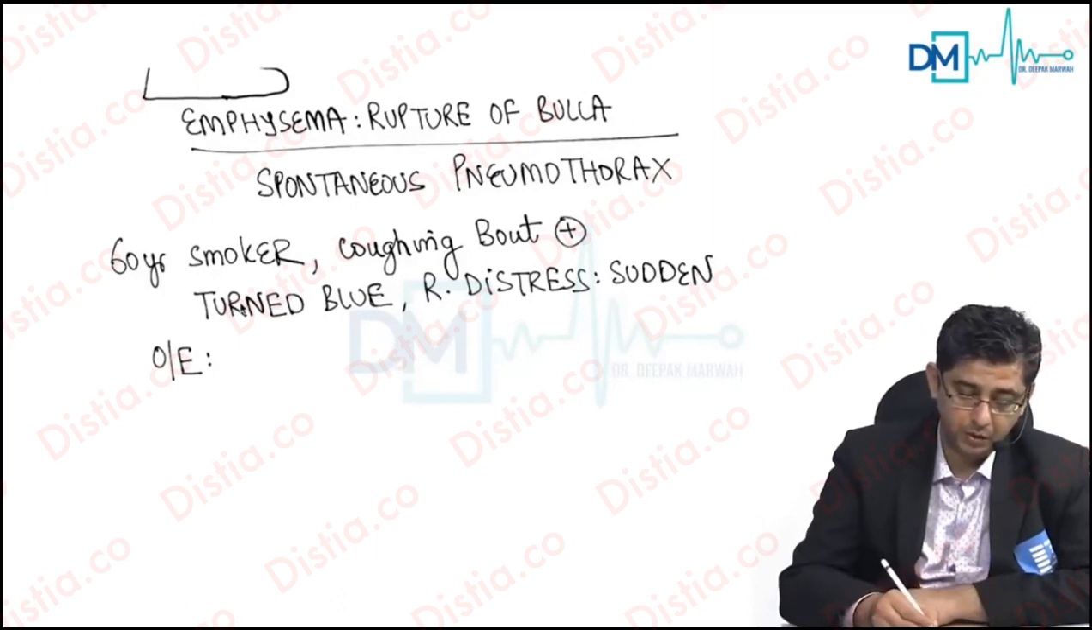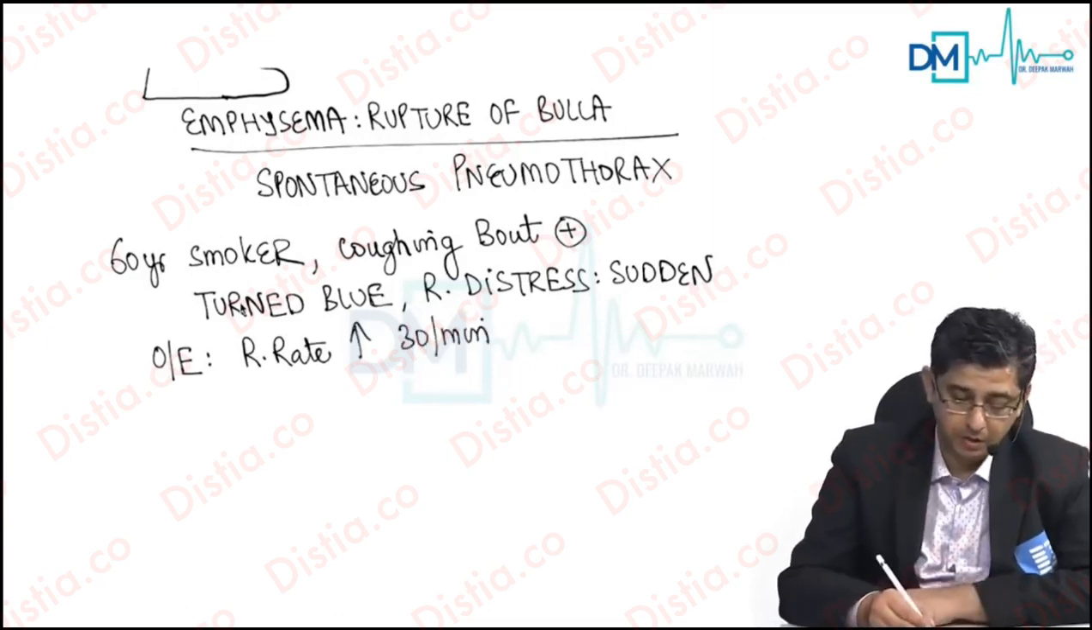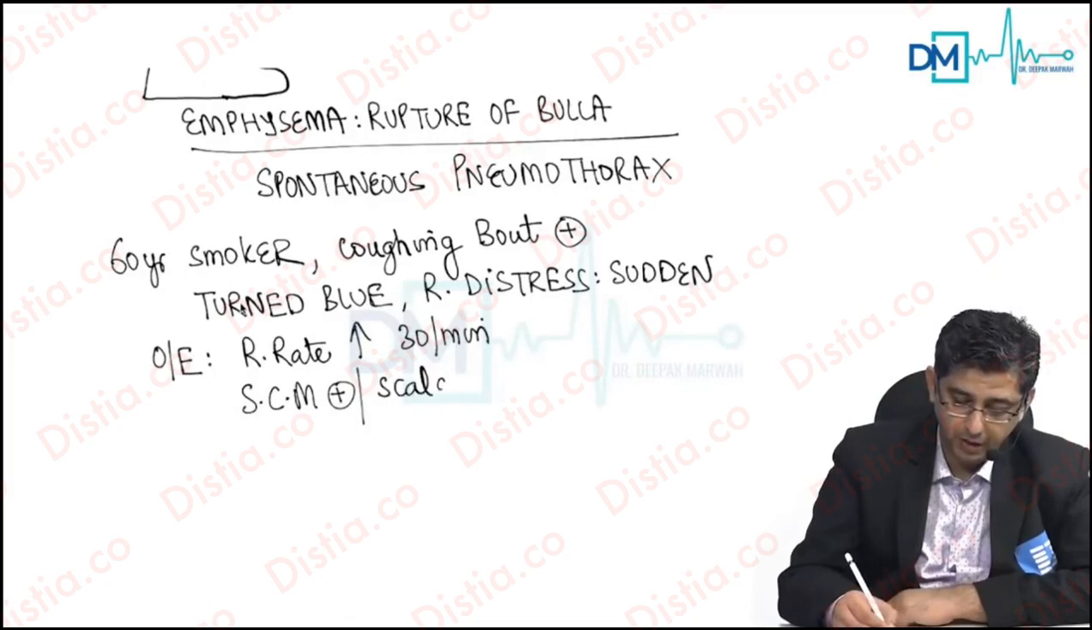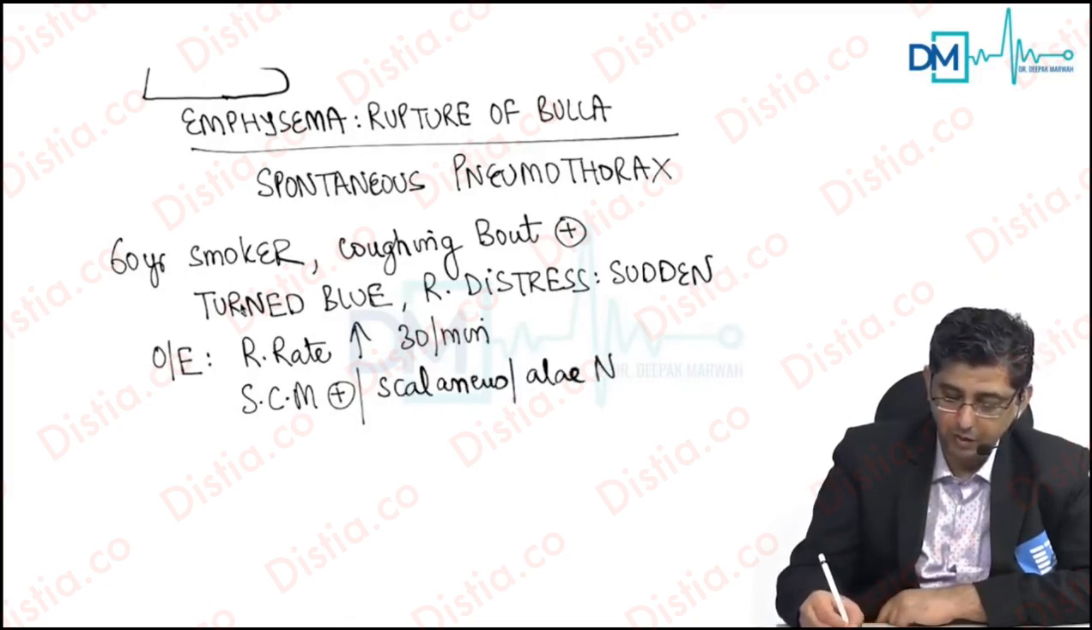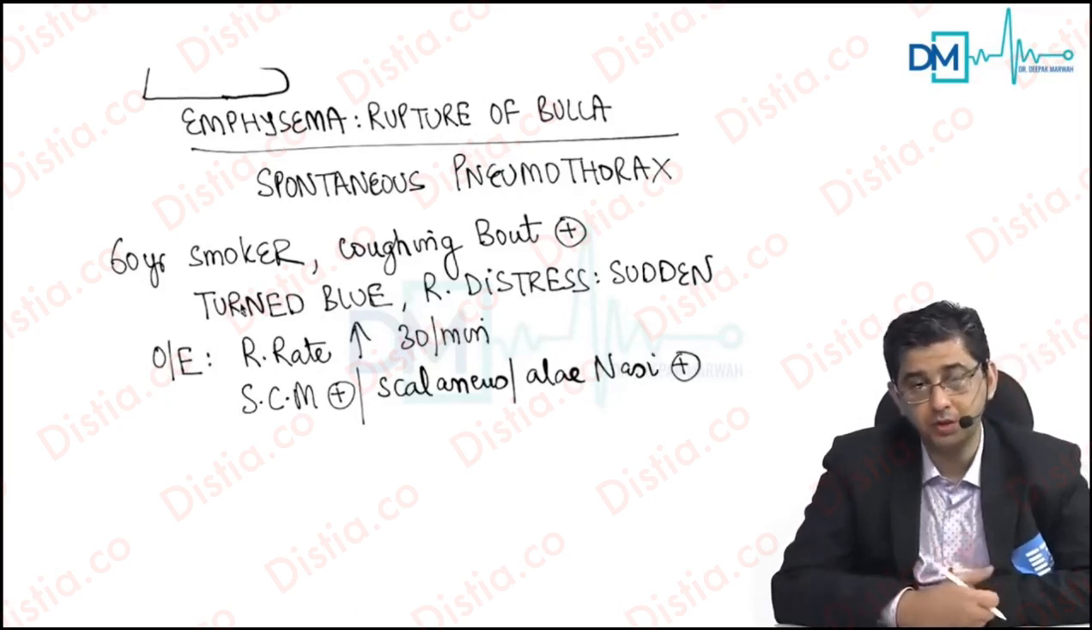On examination in these patients, you will notice the respiratory rate of this patient is increased, something like 30 per minute. Normally it is 10 to 16 times per minute. Accessory muscles of respiration like sternocleidomastoid, scalenus anterior, and alae nasi are working overtime. Because the accessory muscles of respiration are working overtime, it tells you that there is definitely a respiratory event occurring.